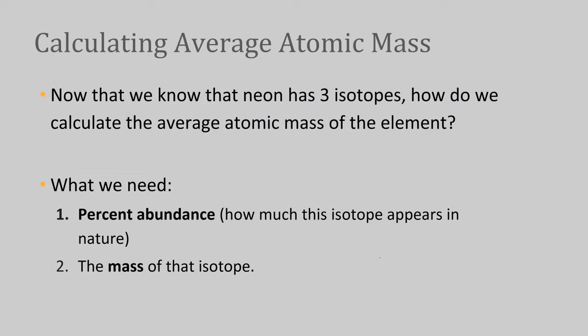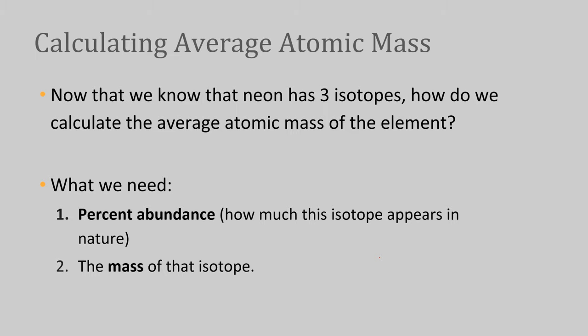So with these, we can calculate an average atomic mass. And the average atomic mass is actually the mass that you see on the periodic table. These are the masses of the averages of all of the isotopes. And that's what's found on the periodic table. And that's why it comes down to a decimal, because it's an average of different isotopes.